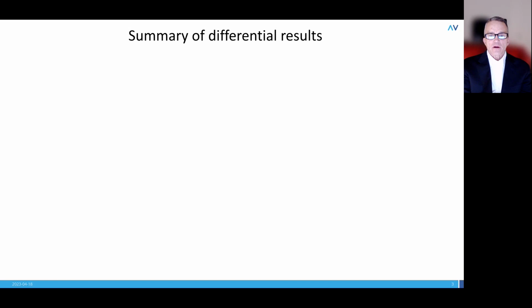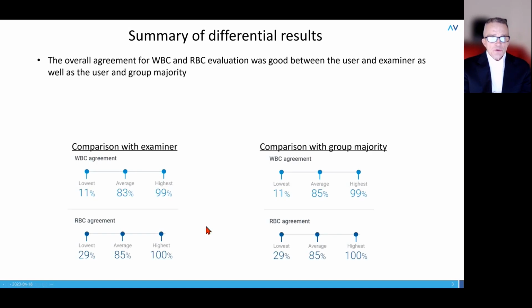A quick summary overall of the differential results. The overall agreement for white blood cell and red blood cell evaluation was good, both between the participants and me, and between the participants and the group majority. Here you see a comparison of the participants with the examiner, that would be me. The white blood cell agreement was an average of 83%, and red blood cell agreement 85%. There was quite a range between the lowest and the highest agreement. In comparison with the group majority, it was quite similar. The average WBC agreement was 85% with a big range, and the average RBC agreement was also 85%.